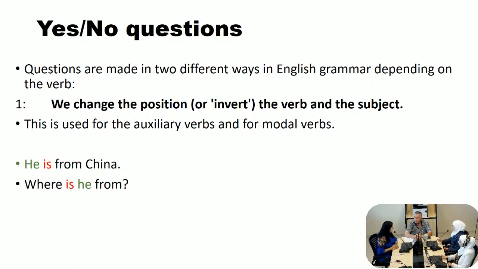Yes-no questions. Okay. Now, with your yes/no questions, again, we have two different ways in English grammar to form a question. First of all, we change the position of the verb and the subject. We call it invert. In English, we know that we start the sentence with a subject. After that comes the verb. So if we have an auxiliary verb, verb to be, verb to have, we invert.